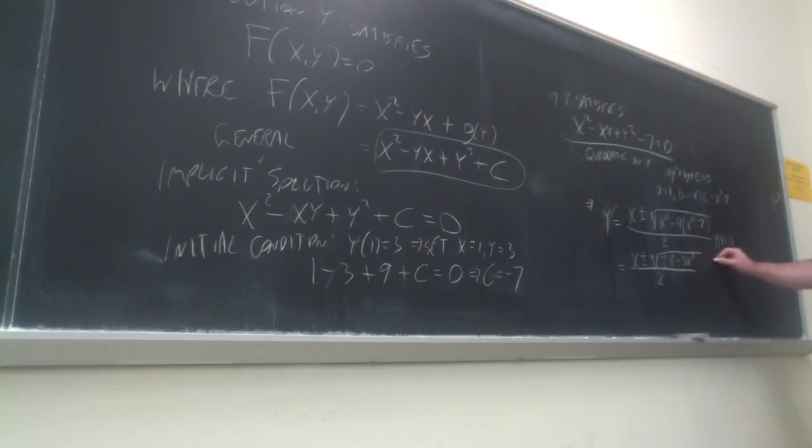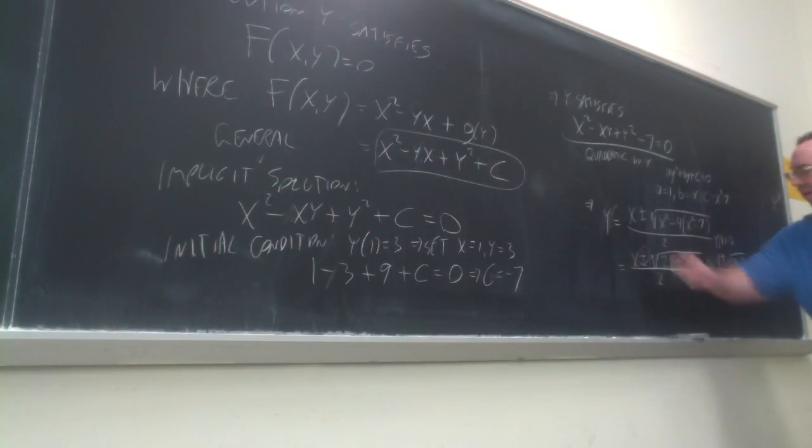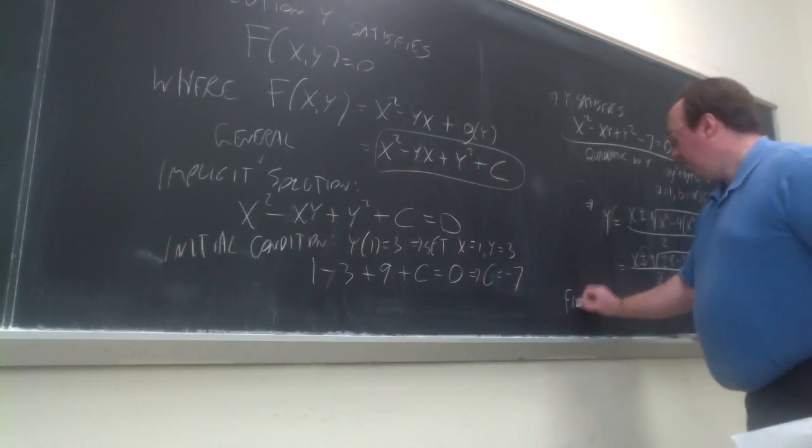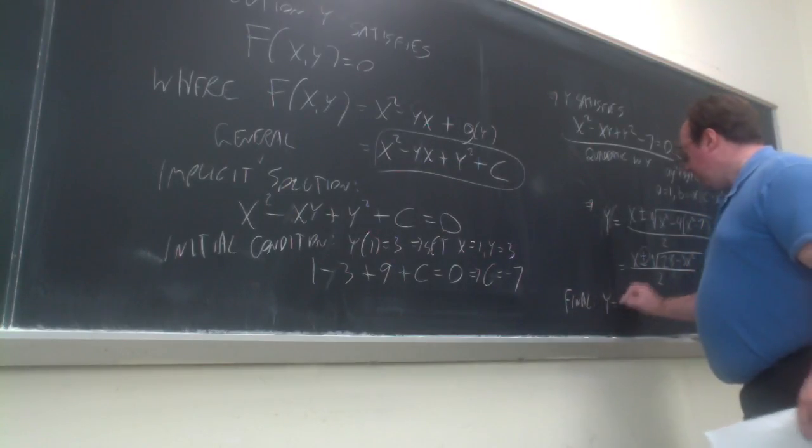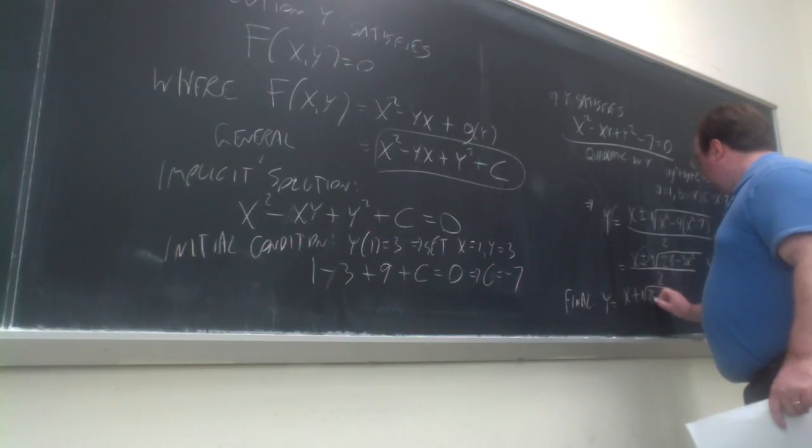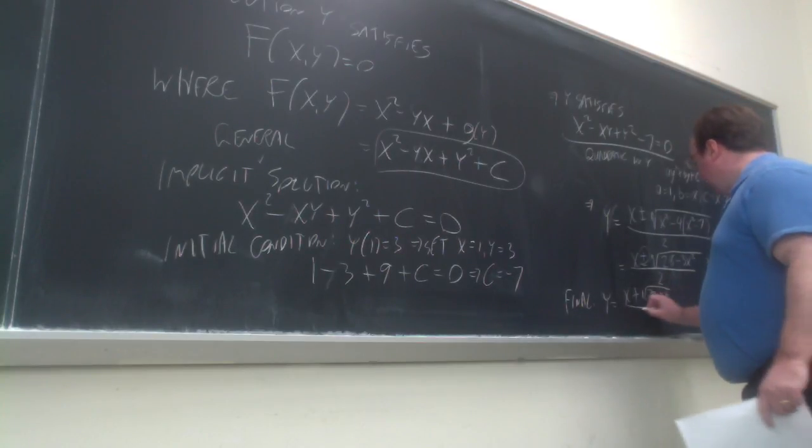So x equals 1, we get 3 is supposed to equal 1 plus or minus the square root of 28 minus 3, all over 2. So we get 1 plus or minus 5 over 2. So it's the plus sign that gives us a correct result. So that is our final answer. y is equal to x plus the square root of 28 minus 3x squared, all over 2.